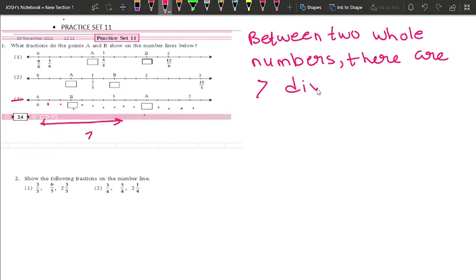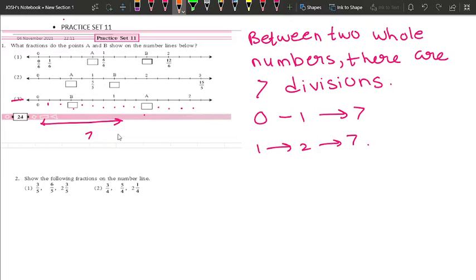See, between 0 to 1 there are 7 divisions, between 1 to 2 there are 7 divisions. Okay, so we can say that this will be 1, 2 and 3 by 7. So we can say that B will be 3 by 7 and A will be, see, 4 by 7, 5 by 7, 6 by 7, 7 by 7, 8 by 7, 9 by 7 and 10 by 7. So A will be 10 by 7. So this is the solution of the question, and now we will have a look at practice set 12.